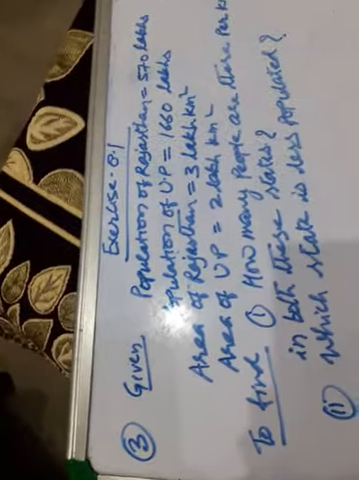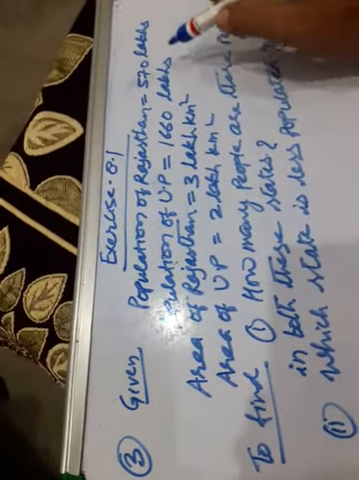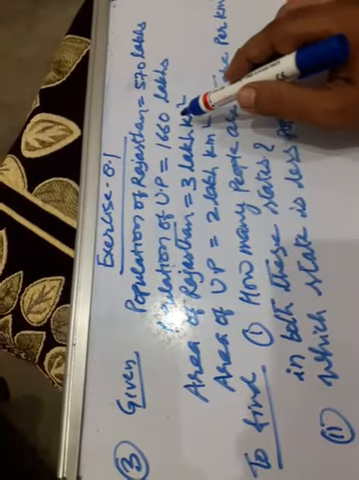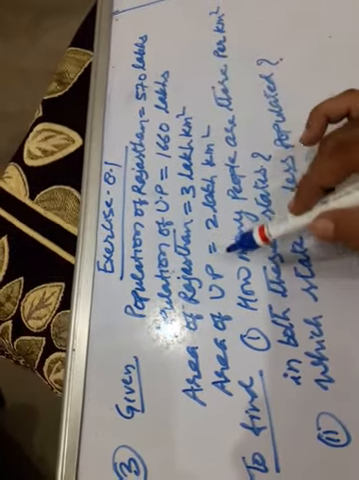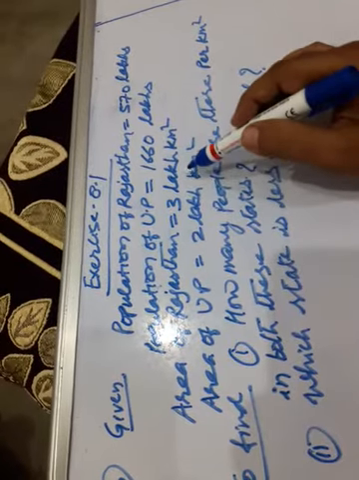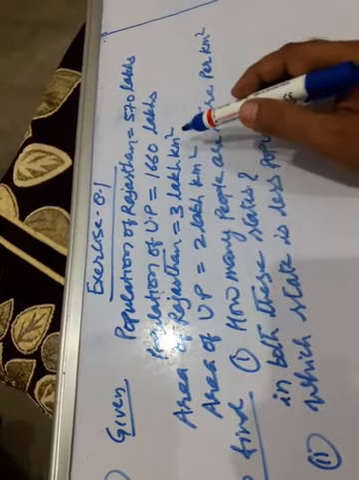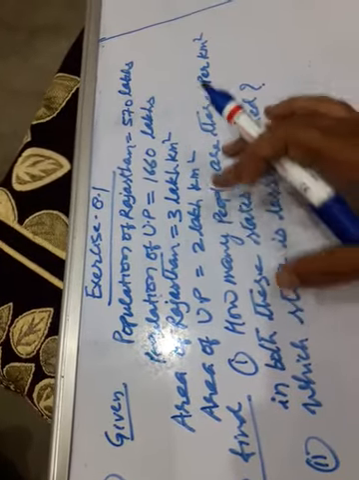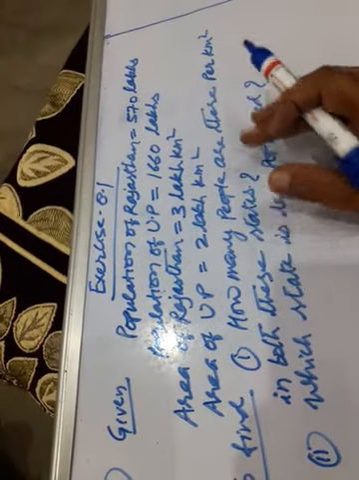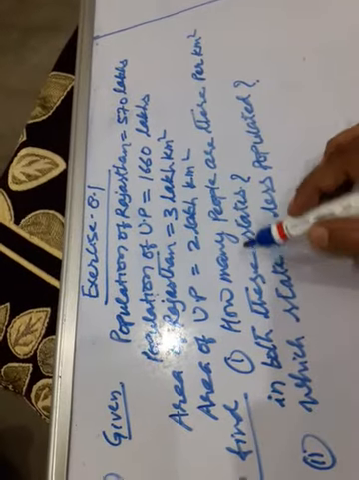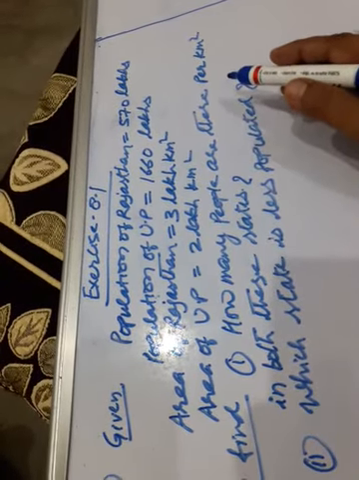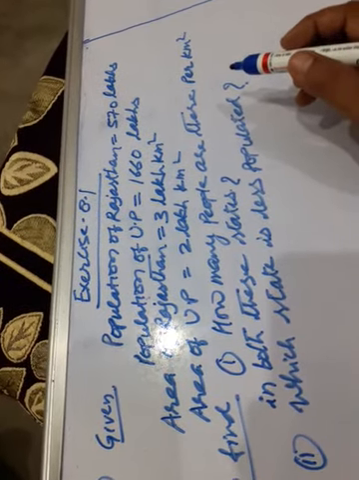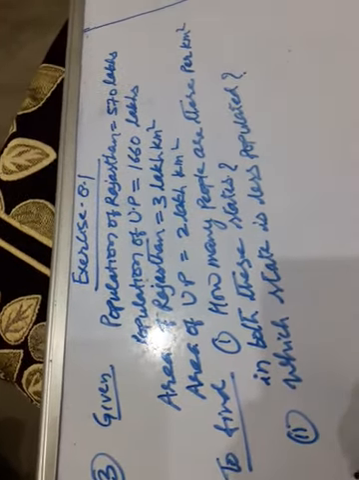Let us see. Population of Rajasthan is given to be 570 lakhs. Population of UP is given to be 1660 lakhs. Area of Rajasthan is given to be 3 lakh square kilometer, and area of UP is 2 lakh square kilometer. What you have to find is how many people are there per square kilometer in both these states, and which state is less populated. Clear? Let us start the solution.